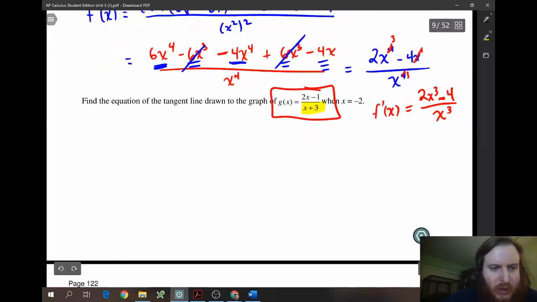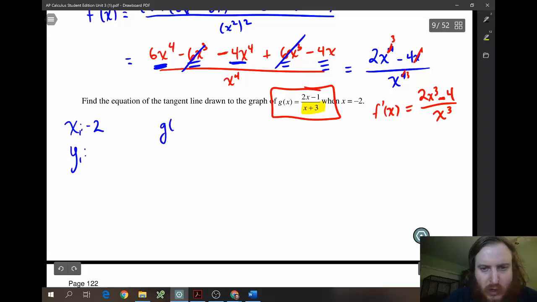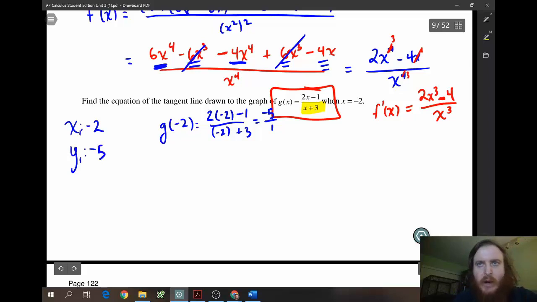Now, this does ask for a tangent line equation. So we're going to put x1 is negative 2. For y1, we're going to plug that into the original. So g of negative 2 is equal to 2 times negative 2 minus 1 over negative 2 plus 3. That's negative 4 minus 1 is negative 5 over 1, so just negative 5. Okay, and then for m, that's where we plug it into the derivative.